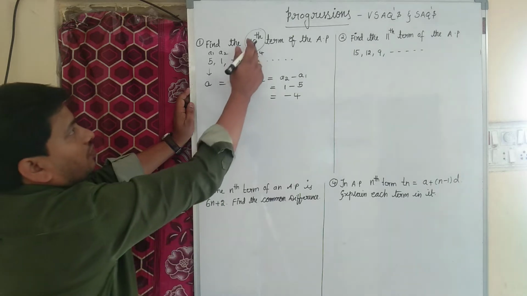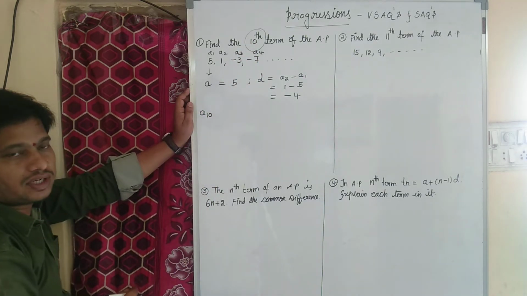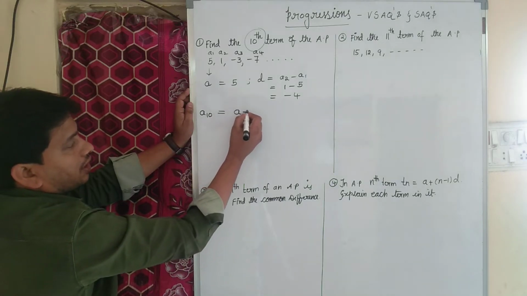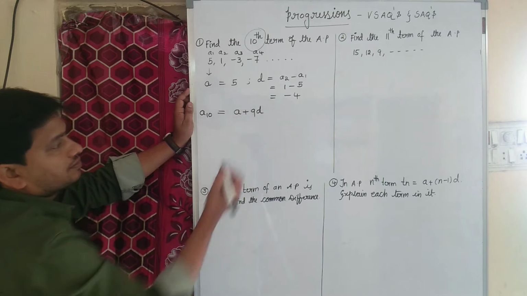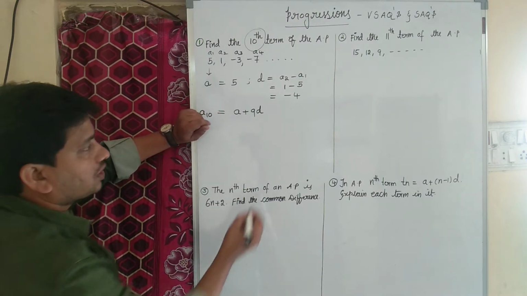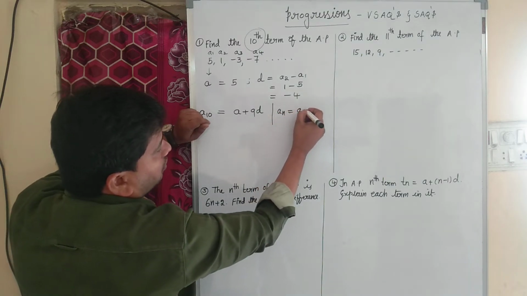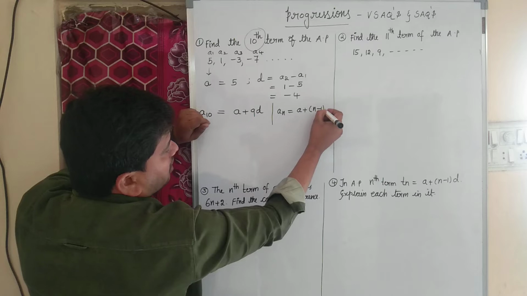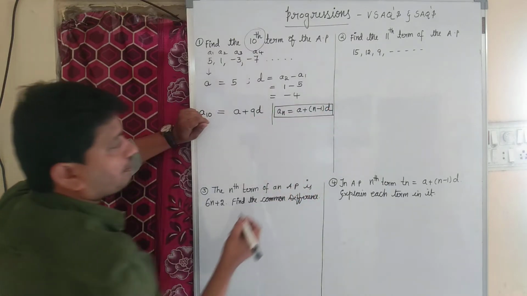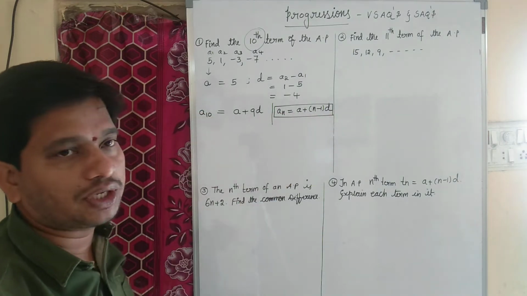Now the thing is, we have to find 10th term of an AP. What is the 10th term of an AP? A10 equal to A plus 9D. Children, how you got A plus 9D? As we know that nth term of an AP, An equal to A plus n minus 1 into D. This is our nth term of an AP formula.